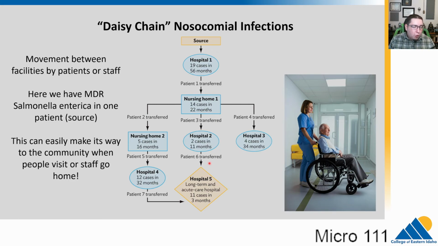Here, this was multi-drug resistant Salmonella enterica. And it's not just that it's then continuing to be in these hospitals, right? These people could then go home and spread it to their family members, and they could spread it to the community. Or staff could spread it when they go home and spread it to the community. So it is more worrying than just in the healthcare setting. It can easily move outside of the healthcare setting in this case.